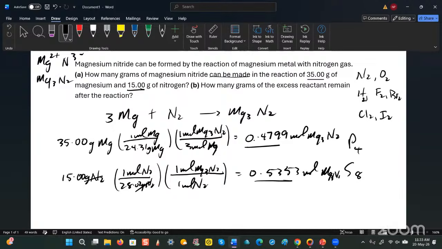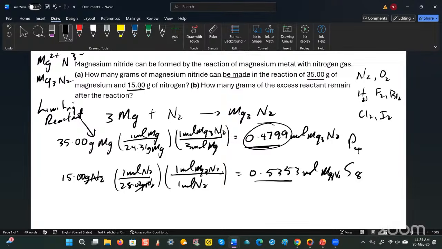So we have these two numbers here. What we do is decide which one is the lower value. That would be this, right? Which means the magnesium is the limiting reactant or reagent, same terminology. Based on the calculation, the magnesium would produce a lower amount of the product compared to the nitrogen, so the magnesium would be the limiting reactant. But we're not finished yet, because the question is asking how many grams of magnesium nitride.